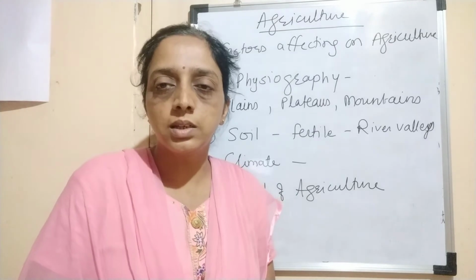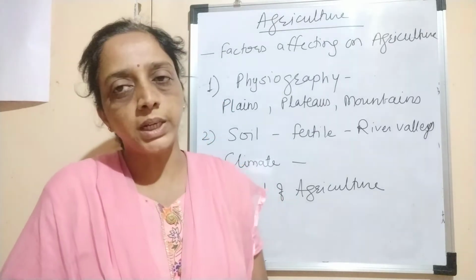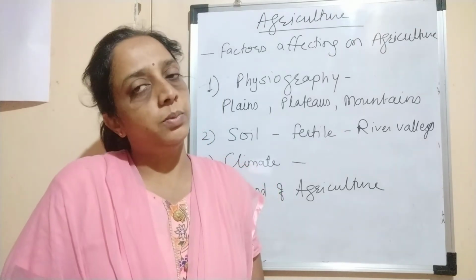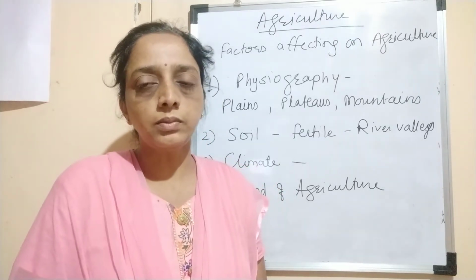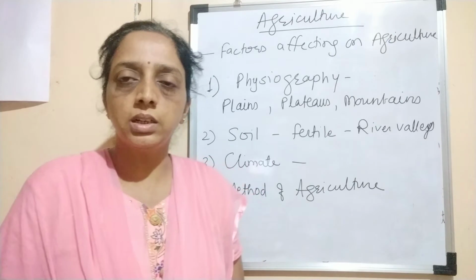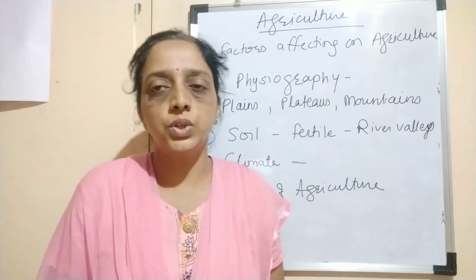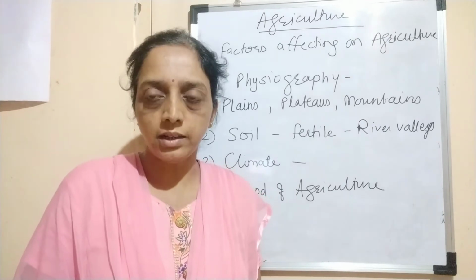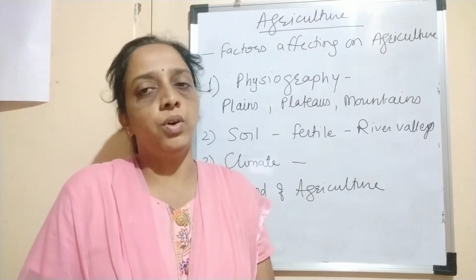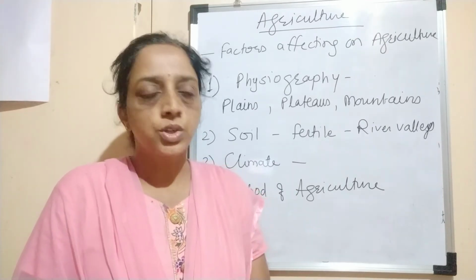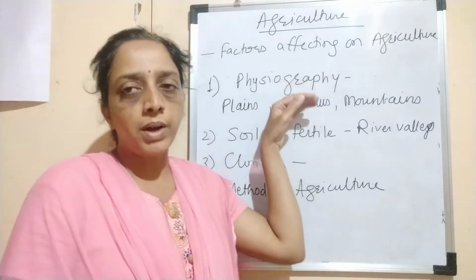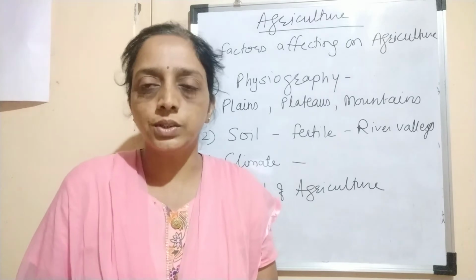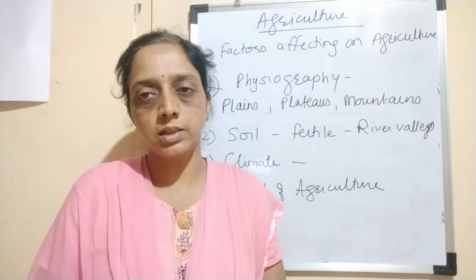Plain areas are the flood plains, the river valleys or the plains. In these plain areas, agriculture is practiced as the flat land is suitable for agriculture. So, plains and plateaus are the regions where agriculture is mainly practiced.